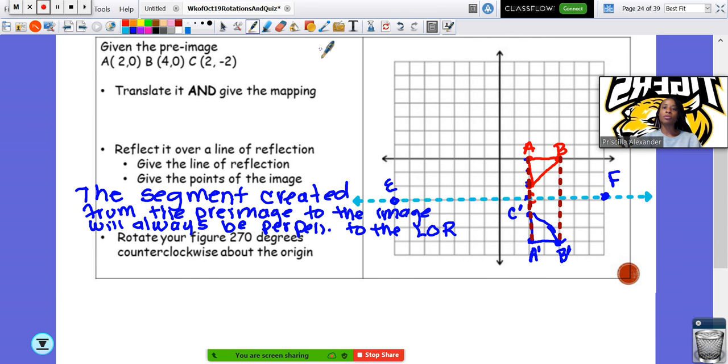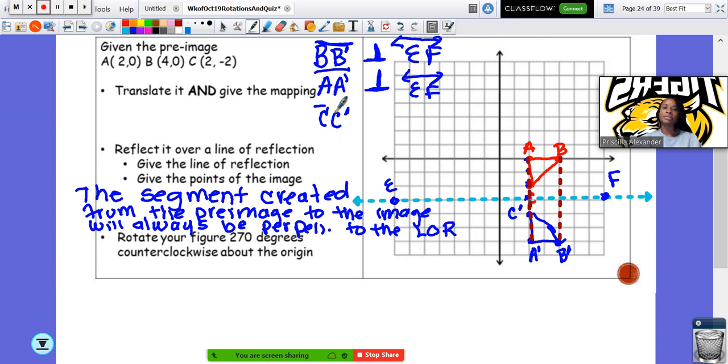And here's the mathematical way to write it. The symbols. Line segment B to B prime is going to be perpendicular to the line of reflection, that blue line, so line EF. Line segment A to A prime is going to be perpendicular also to line EF. And line segment C to C prime is going to be perpendicular to line EF. And that's going to always happen no matter if you use the rules or if you choose to go over a particular vertical or horizontal line.